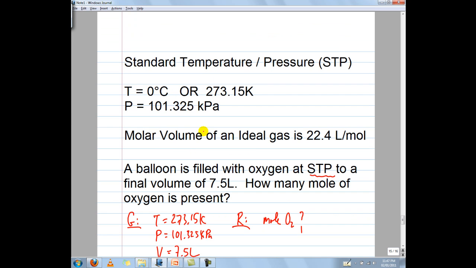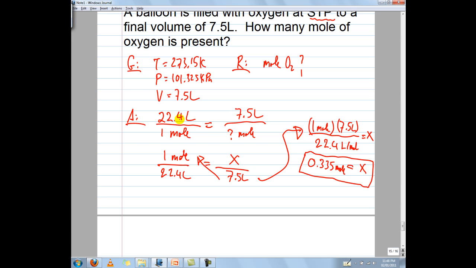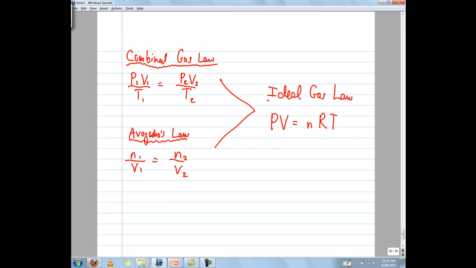And so I know that at STP, the temperature is always going to be 273.15 kelvins, or 0 degrees Celsius, and the pressure is 101.325 kilopascals. And the molar volume of any gas, doesn't matter what type of gas it is, as long as it's ideal, is going to be 22.4 liters for every mole. So I use that as my original ratio: 22.4 liters for every mole is equal to 7.5 liters per mole. Then I flipped it to make my algebra a little easier and solve for the unknown, which happens to be 0.335 moles.